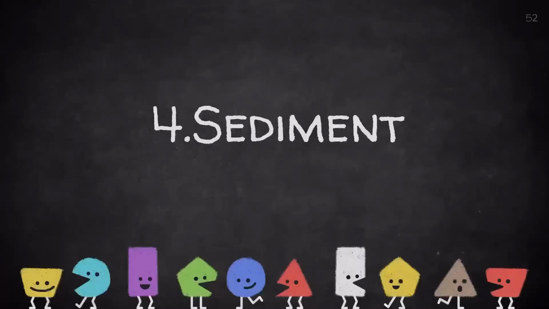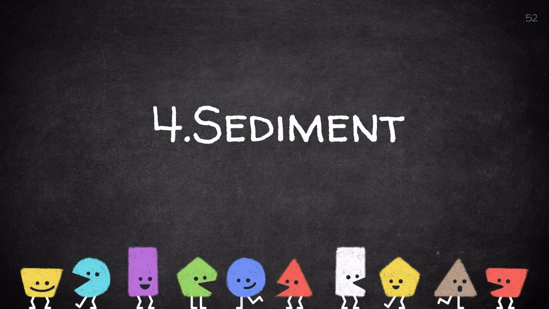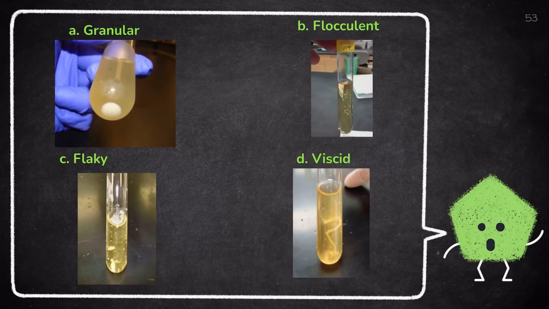The fourth characterization is the sediment, starting off with granular. Small granules settle at the bottom of the medium. Next is flocculent. Small masses of growth of various sizes could be seen. Next is flaky. Large particles resembling flakes that settle at the bottom. And lastly is viscid. Viscid is the rising sediment that forms a swirl.